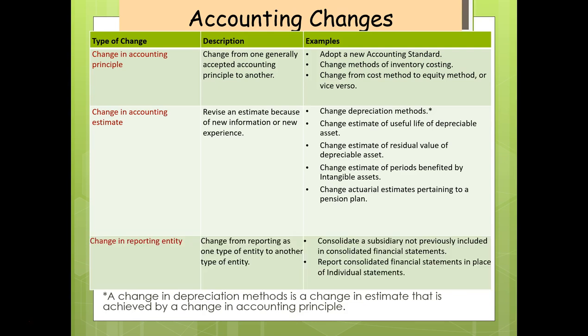And then we have a change in reporting entity. A change from reporting as one type of entity to another. This would be if you were to go from consolidated returns to not consolidated returns. Now, what does that mean? You learn about that really in advanced accounting and a little bit in this chapter. When you do consolidated financials, what it means is that you own more than 50% of another company's stock. GAAP requires that you roll their financials into the parent's.